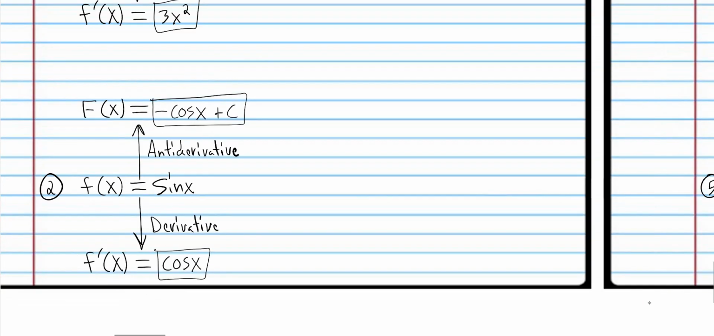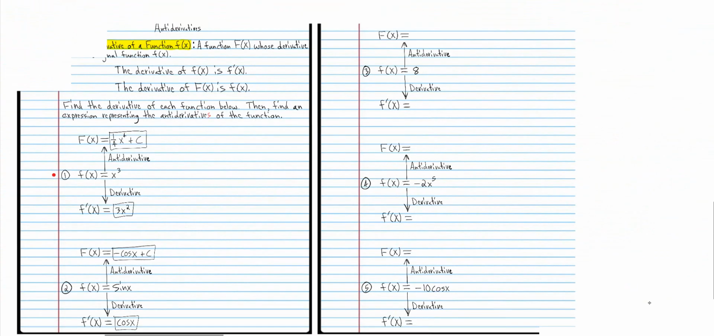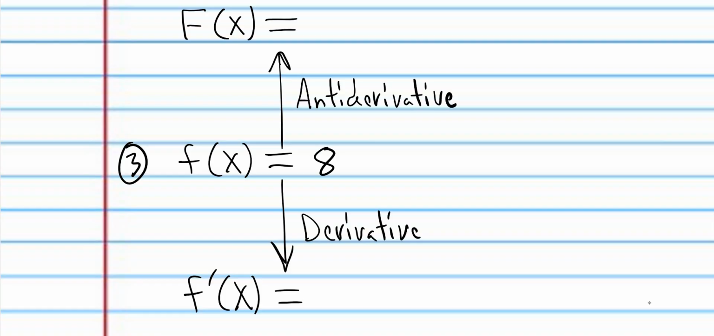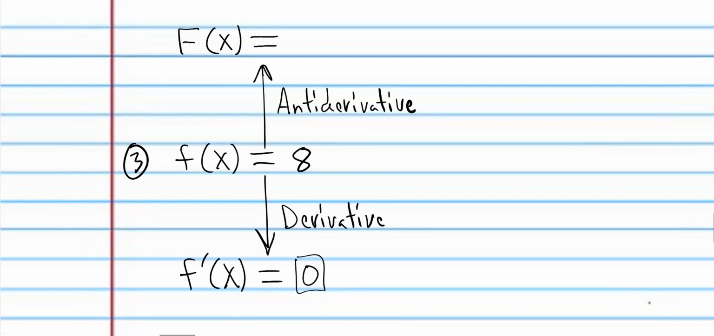Okay, so let's do some more of these problems. How about this one? Now we have a constant. So let's find the derivative of this. Well, the derivative of any constant is just 0. You know that. You've done this many, many times. But what about the antiderivative?